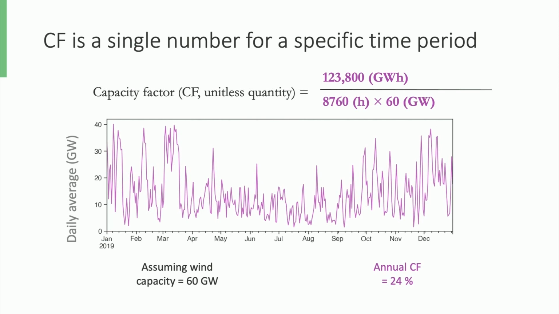We can do the same for just summer. Say June through August. Summed generation is about 18,900 gigawatt hours. We divide this by 2,184 hours, the number of hours in these 3 months, times 60 gigawatt. And we get a summer capacity factor of 14%. So the intuition that generally the colder part of the year is windier is correct. We see that with a lower capacity factor in summer compared to the average capacity factor of the whole year.